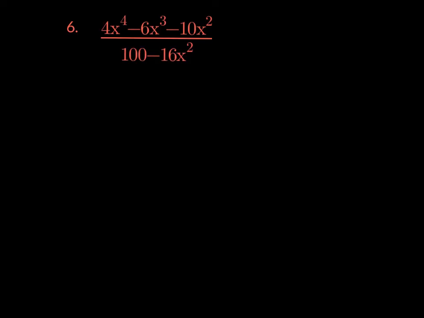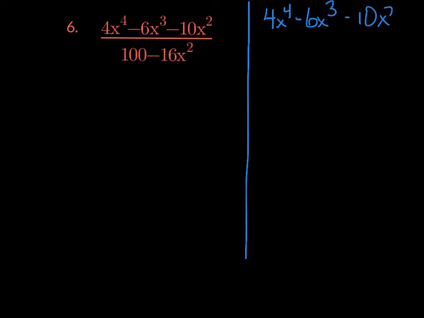So let's do this. I'm just going to draw a line here so that we can kind of separate some things. So let's start with the numerator first. So I have 4x to the 4th minus 6x cubed minus 10x squared. All right. So I see with this that there's a common factor of 2x squared. So if I take that out, that leaves me with 2x squared minus 3x minus 5.